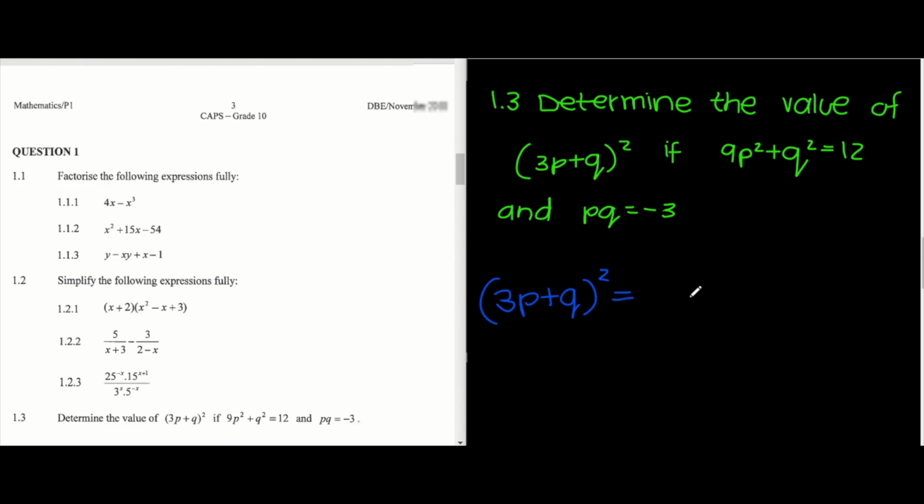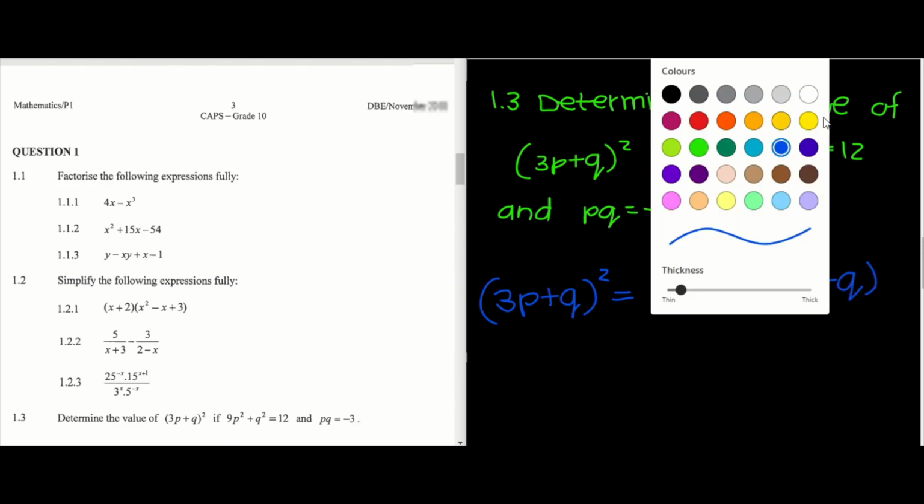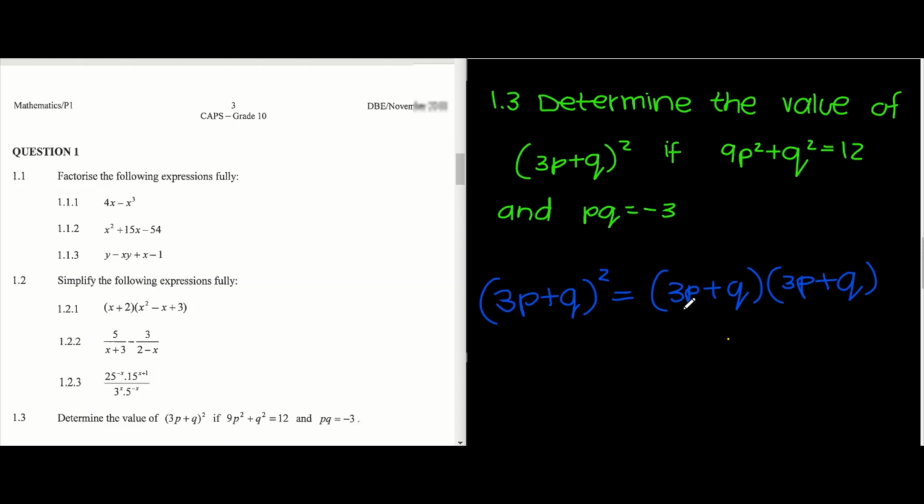And even if you didn't know that this is what you're supposed to do first, it might help you to just play around like this in the future, see what you get. So if we expand this, what we're essentially saying is 3p plus q multiplied by itself, because it's squared. And if we multiply out, remember we multiply all the numbers by each other, so we are going to say 3p times 3p is going to give us 9p squared. 3p times q is going to give us 3pq. Again, q times 3p is 3pq. And then finally, q times q is going to give us q squared.